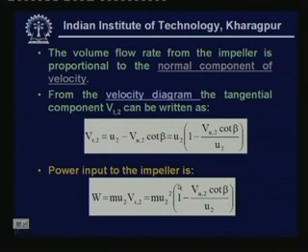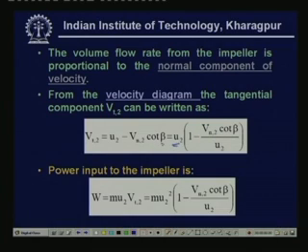So, that is what is done here. From the velocity diagram, the tangential component Vt2 can be written as Vt2 is equal to U2 minus Vn2 cot beta, and here you take the U2 as the common. Okay. So, this can be written as U2 into 1 minus Vn2 cot beta by U2.